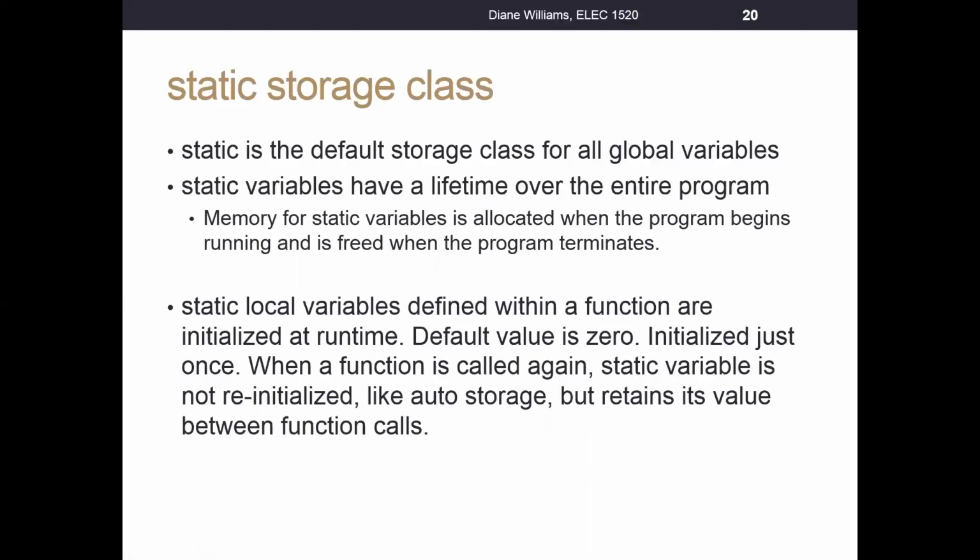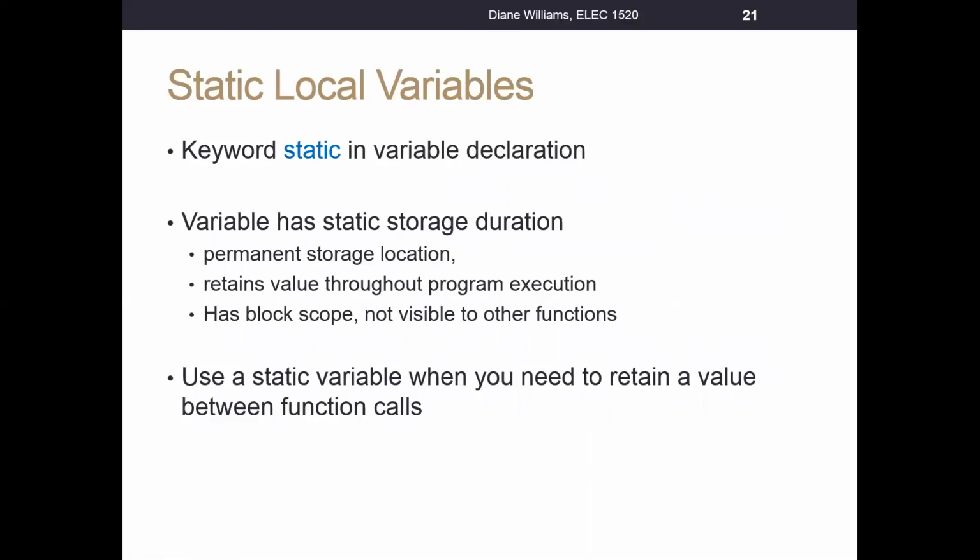We'll see an example of creating a static variable within a function. And we'll see that when the function is called, the static variable is not reinitialized, that it retains its value between function calls. So that's a static local variable as opposed to a global variable. We use the keyword static when we declare the variable.